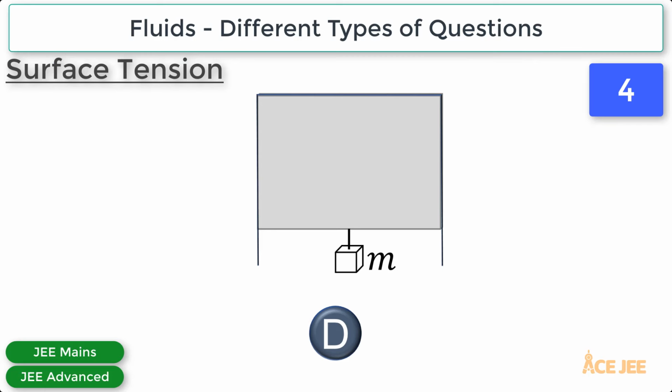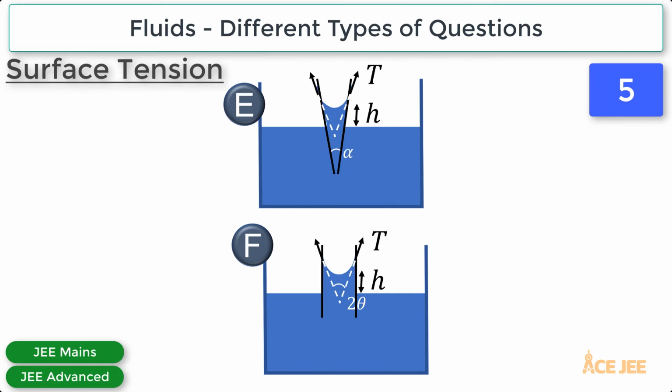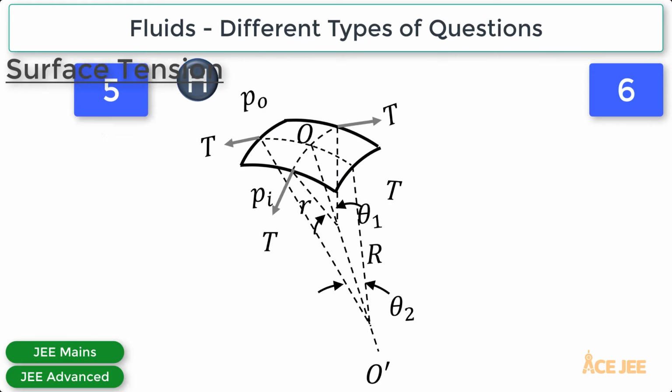In the fourth one, involving a soap film on a frame, you will be asked to solve for the unknown using the knowledge that force exerted by the film on account of surface tension is 2TL. In the next two question types, you will be asked to determine the height of rise of liquid in the capillary on account of surface tension. In the next question type, you will be dealing with surfaces with two radii of curvature, in which case excess pressure will be equal to T times (1 by R1 plus 1 by R2).